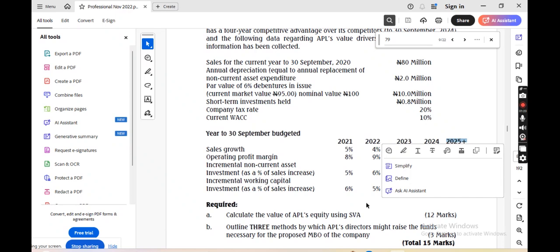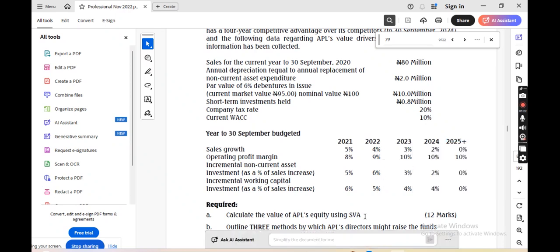And another person asked a very good question: how do we know that this question is free cash flow?